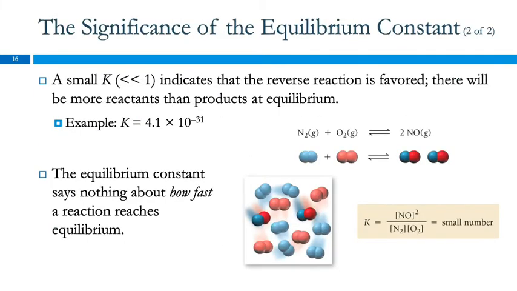Oh, forgot this one down here. The equilibrium constant says nothing about how fast a reaction gets to equilibrium. That's kinetics. That's chapter 15. You can have an equilibrium that may take 3 years to form or longer. There are some processes that are just really, really slow. So what we're talking about here says nothing about how fast you get to equilibrium. We're just looking at, once you get there, what are the relative concentrations?